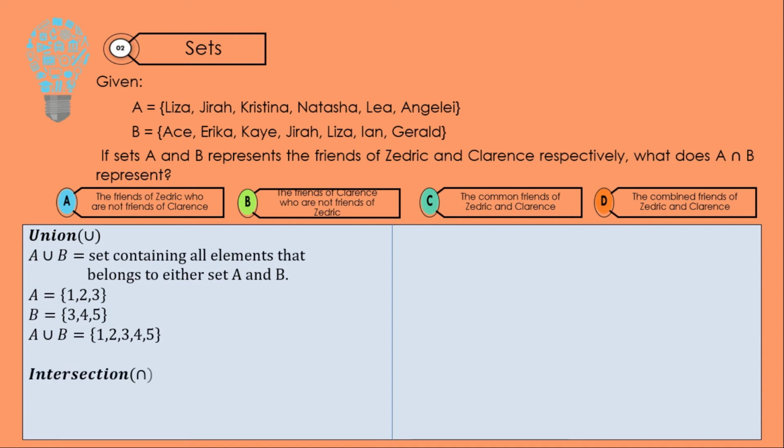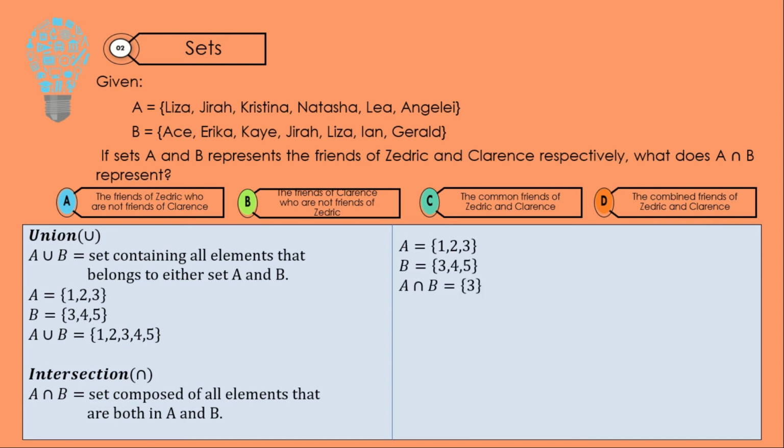For intersection, with its symbol an inverted U, denoted as A intersection B, it is the set composed of all elements that are in both A and B. So A intersection B contains all the elements common to the sets.